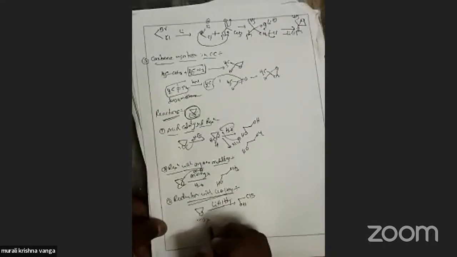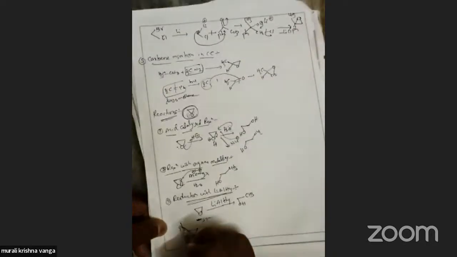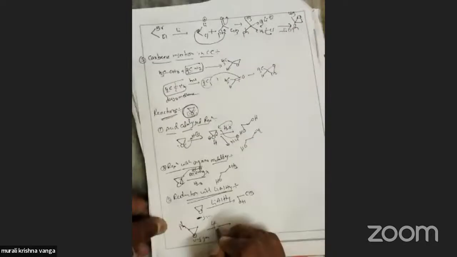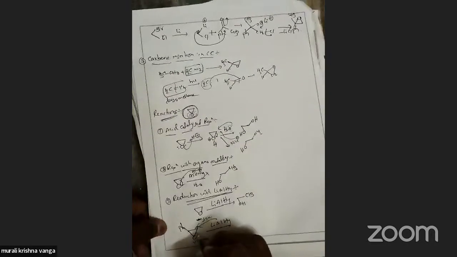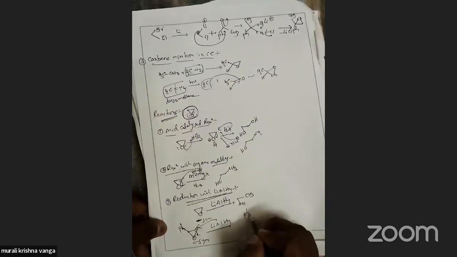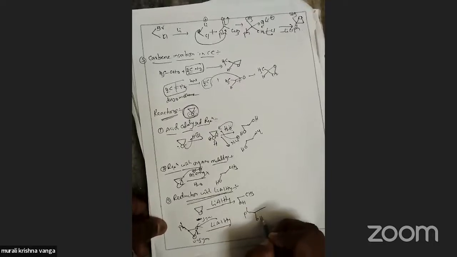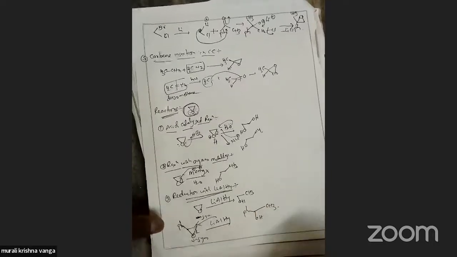When it is symmetrical, no problem. If it is unsymmetrical, ring opening occurs from the sterically less substituted side. In the case of unsymmetrical epoxides, the less crowded side is opened, and then the product is the alcohol with OH formed.